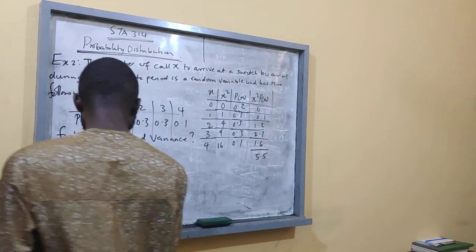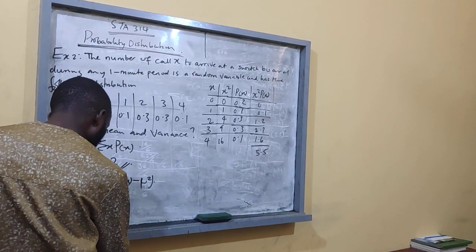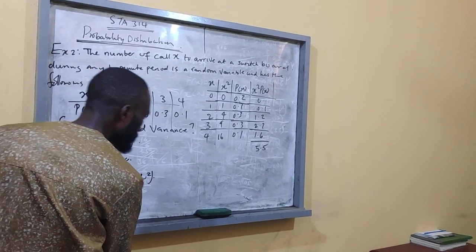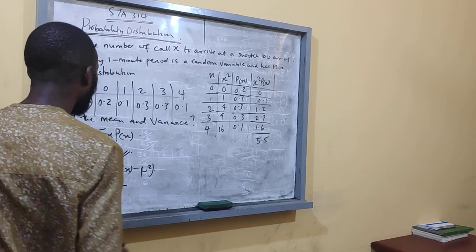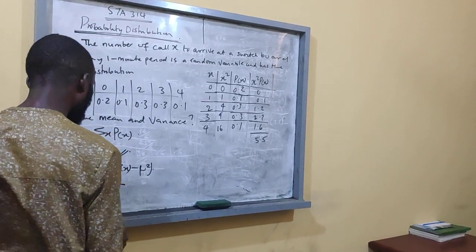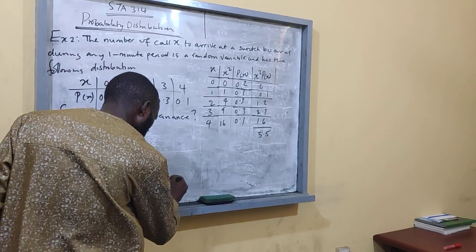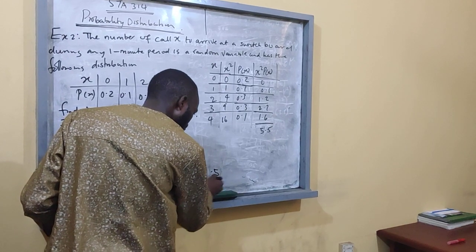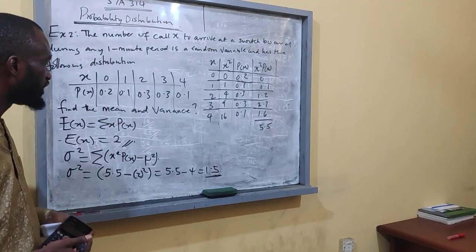5.5. Then if I substitute that into the formula, I will see that my sigma square will be 5.5 minus my expectation that I calculated before, which is 2, then 2 squared, which equals 5.5 minus 4, and what is that? 1.5, and that is the variance of the random variable.